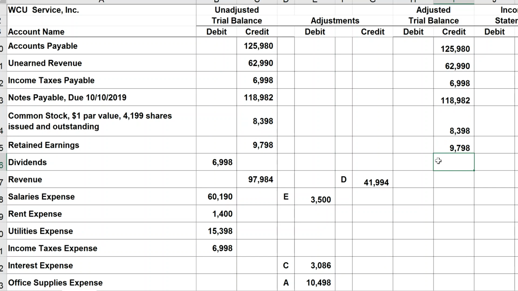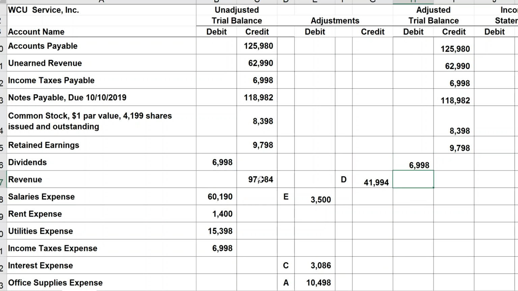My dividends, note that has a debit balance, so I have to put that in the debit column. My unadjusted trial balance tells me which column it should be in the adjusted trial balance. So if it is a debit balance in the unadjusted trial balance, it's going to be a debit balance in the adjusted trial balance. So I'm going to pick up my dividends in the debit column.